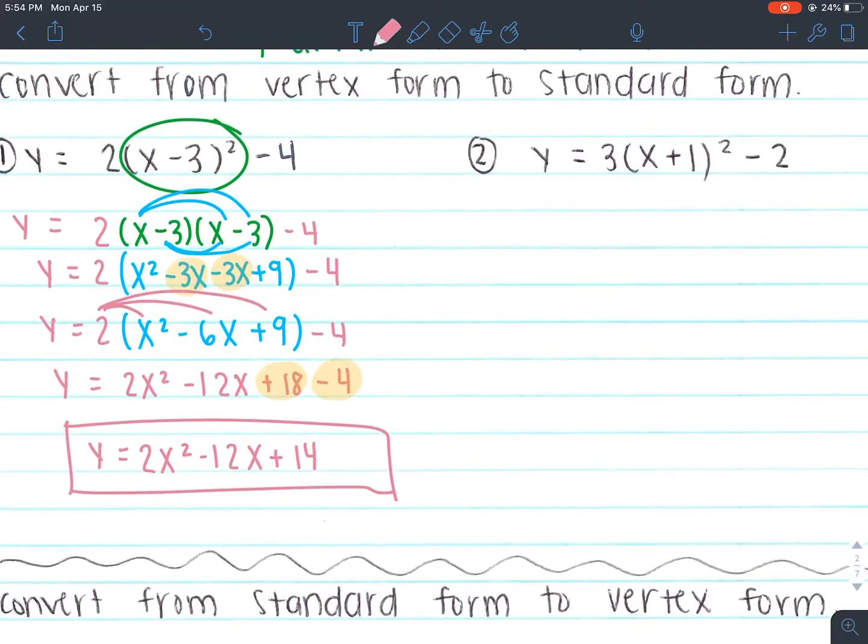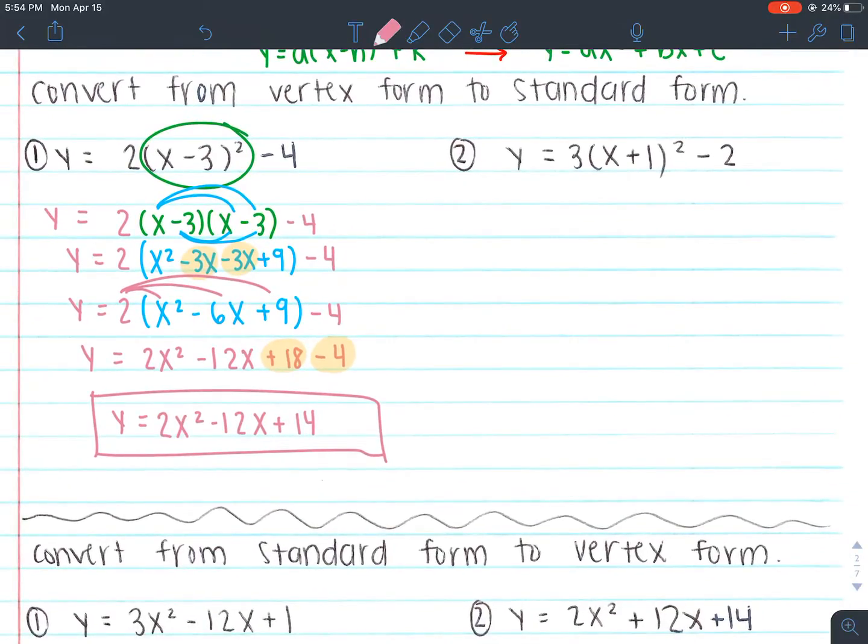Now, this is your opportunity to go ahead and try number 2 on your own if you think you got it. Same steps apply. The first thing you're going to do when you see vertex form is you're going to write the parentheses twice.